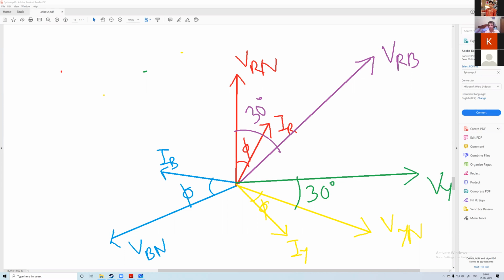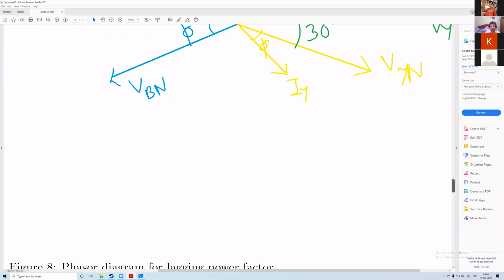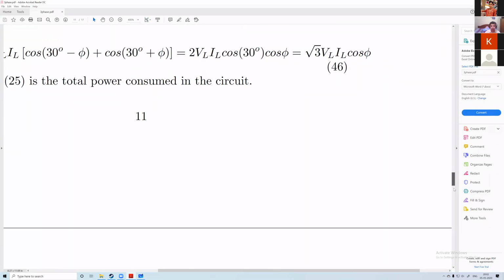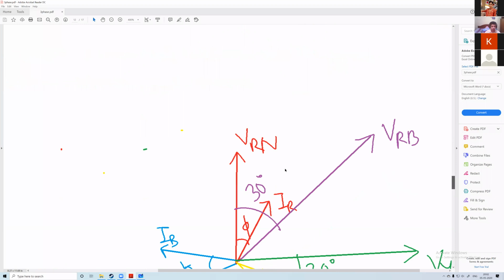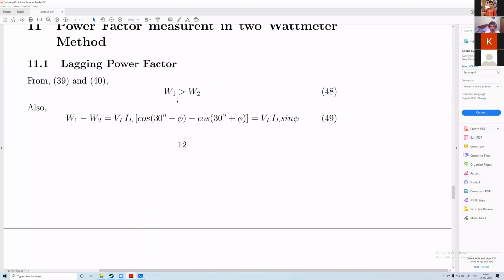Yes, right. So if theta is less, cos theta is more. And VL IL part is same in both cases. So obviously it will be determined by cos theta. And if theta is less, cos theta is more. So in this case, W1 is greater than W2. Correct? Okay. So W1 is greater than W2.